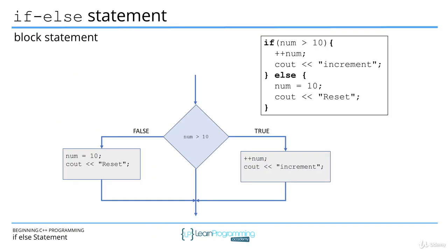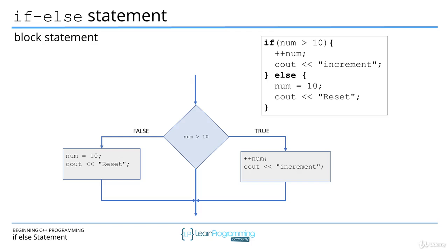Here we could see sample code along with a flowchart that visually shows the flow of control. Notice that in this example, we're using two block statements in the if-else statement. So if num is greater than 10 is true, we execute both statements in the block. We increment num and we display increment. If num is not greater than 10, then we assign 10 to num and display reset. Regardless of which block statement executes, we continue processing.